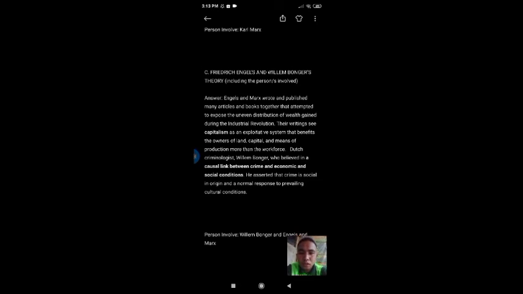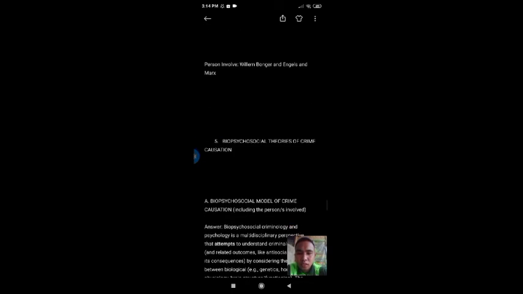Engels and Marx wrote and published many articles and books together that attempt to expose the uneven distribution of wealth gained during the Industrial Revolution. Their writings see capitalism as an exploitative system that benefits the owners of land, capital, and means of production more than the workforce. Then there is criminologist Willem Bonger, who believed in a causal link between crime and economic and social conditions. He asserted that crime is social in origin and a normal response to prevailing cultural conditions. So in this theory, the persons involved are Willem Bonger, Engels, and Marx.